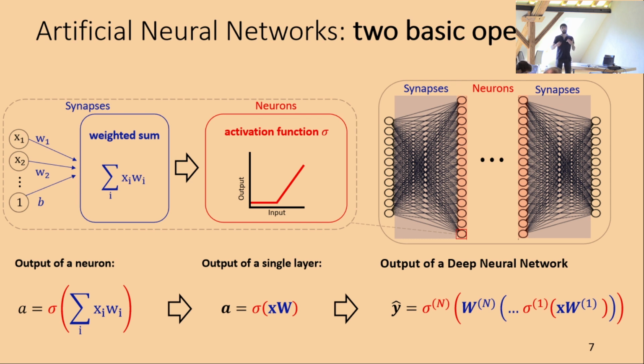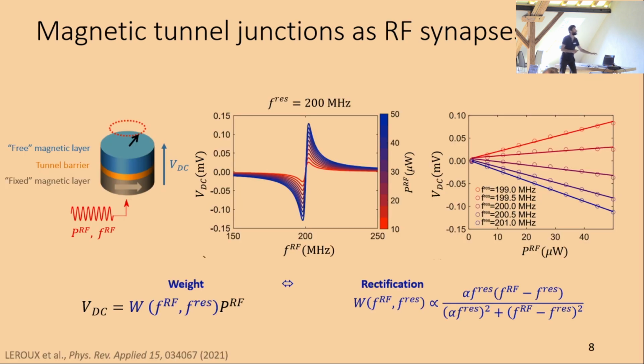To complexify even more, we can create deep neural networks, which is simply the composition of the previous operation. And we actually want to create deep neural networks because those networks are capable of solving really complex tasks. So I will show you how we can build these two basic operations using magnetic tunnel junctions.